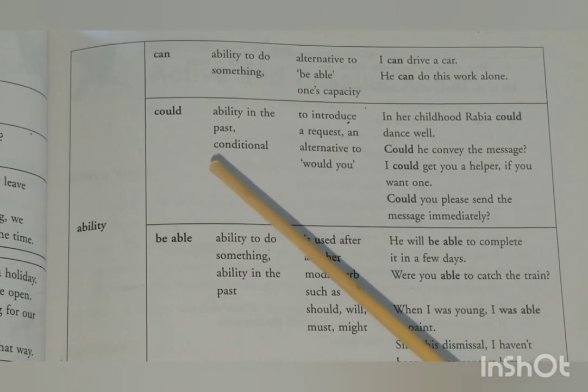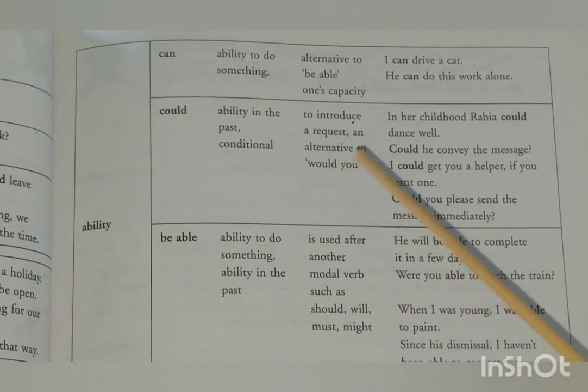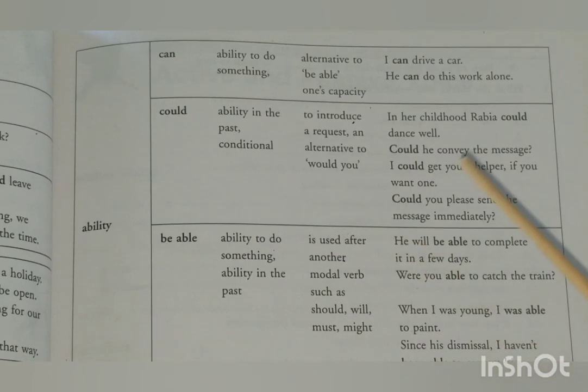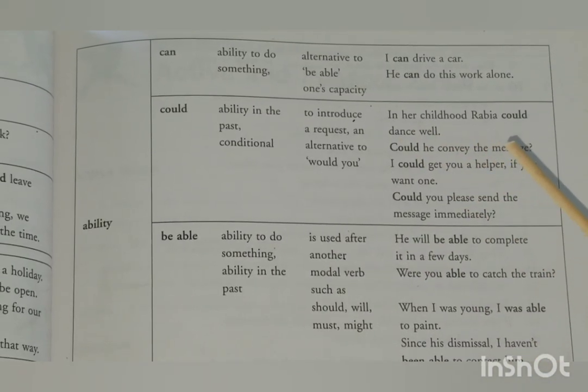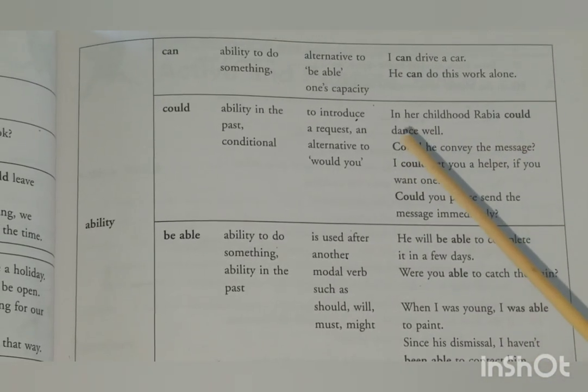Ability in the past, to introduce a request, an alternative to would you. In her childhood, Rabia could dance well.